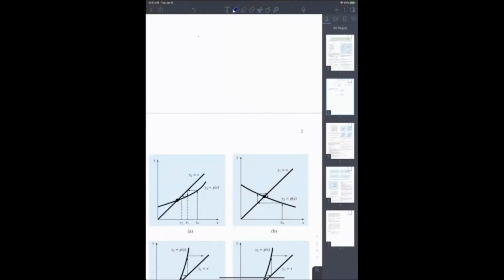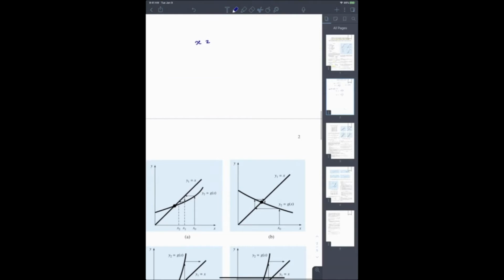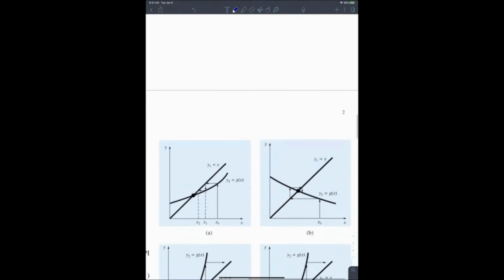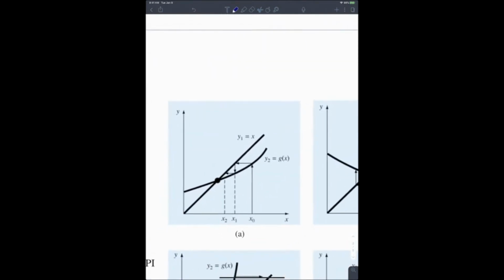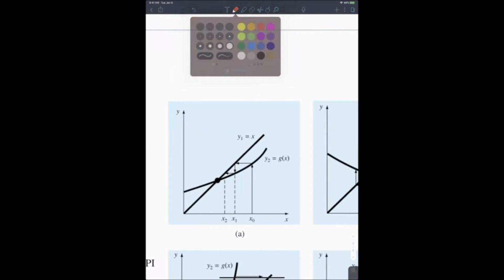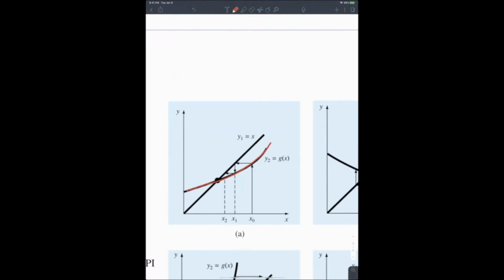So x is equal to g(x). So x(i+1) is equal to g(x_i). So you have a current guess for the root. The next guess will be just you substitute it into the function. So this is what I'm showing here. This is the function g(x).